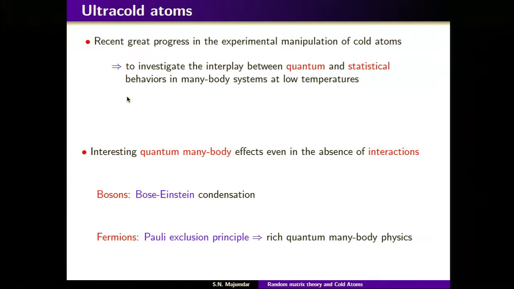Similarly, for fermions, the Pauli exclusion principle tells us that two fermions cannot be in the same state. So even though there is no direct interaction between the fermions, non-interacting free fermions, you can still have very rich quantum many-body physics just because of the Pauli exclusion principle. And we'll see later that the eigenvalues of a random matrix and free fermions in a harmonic trap are exactly identical to each other.